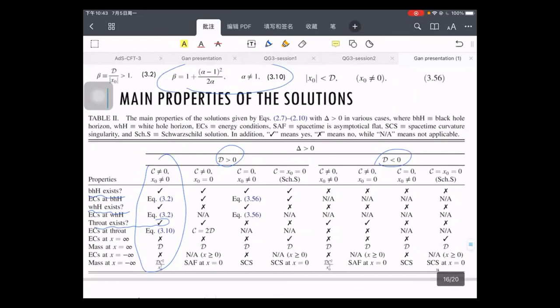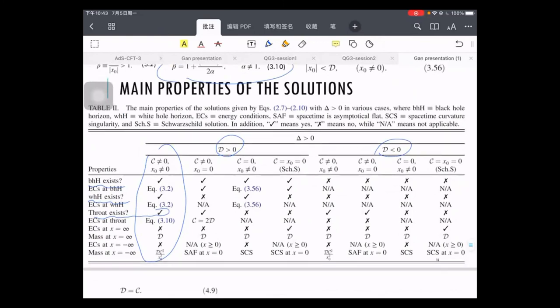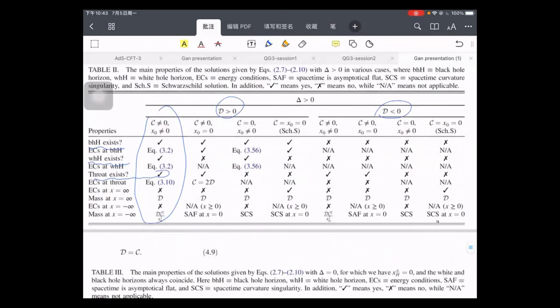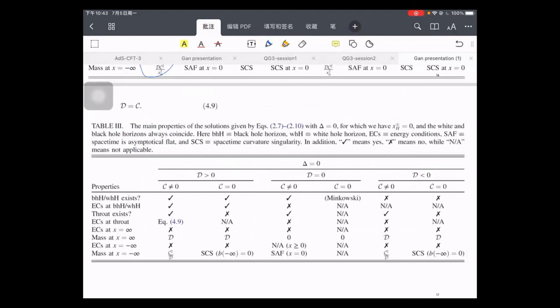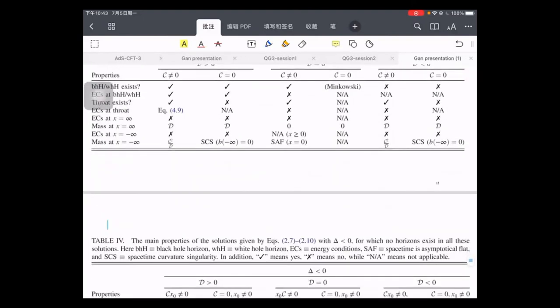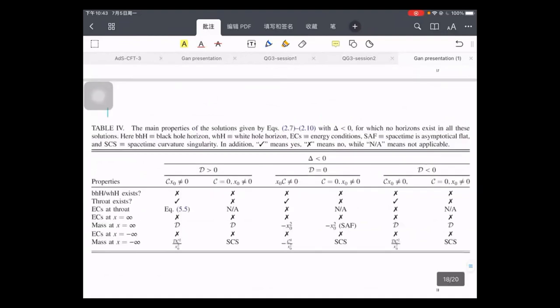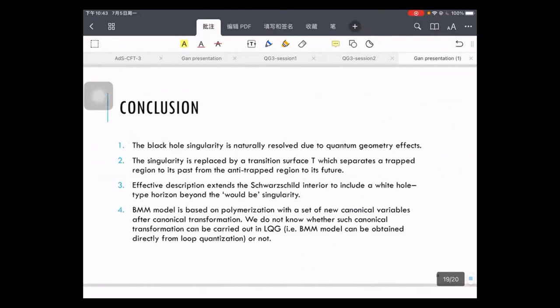Okay, this is just the properties. So we can see it clearly. Here with delta equals zero, the black hole and white hole horizons coincide. This is less interesting. And in the next case, the black hole horizon and white hole horizon don't exist. And finally, we come to the conclusion. The black hole singularity is naturally resolved in this model by quantum gravity effects, and the singularity is replaced by the transition surface.